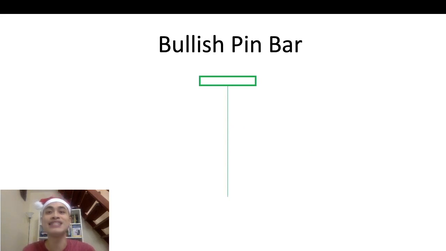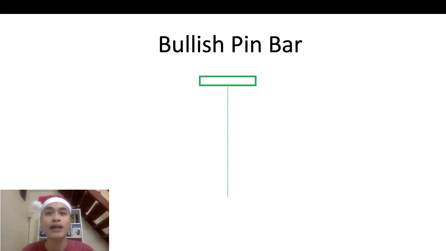The second variation that we'll take a look at is the bullish pin bar. This is how a bullish pin bar looks: a small body with a long lower wick. The opening price is at the lower part of the body and the closing price is at the upper part of the body. The bullish pin bar doesn't have an upper wick, only a lower wick. When a bullish pin bar appears, especially when the stock or market is on a downtrend, it indicates that a bullish reversal is likely to happen. What does this mean? This means that the downtrend might be ending and reversing into an uptrend.